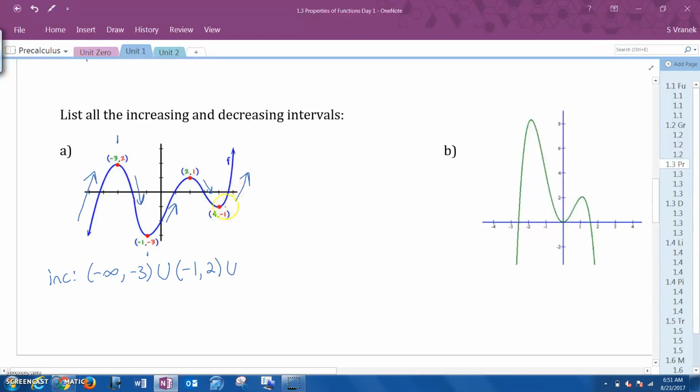And then we look, and sure enough, there's one more spot where the function increases, and it's from 4 all the way to infinity. Decreasing are the opposites, so it would be -3 to -1. Again, we're looking at only x values for interval notation, and 2 to 4. So that would be the increasing and decreasing intervals.